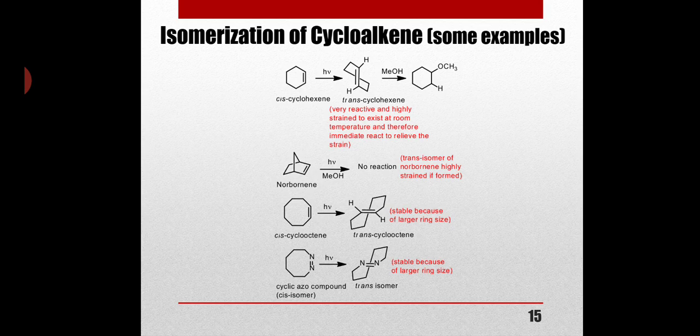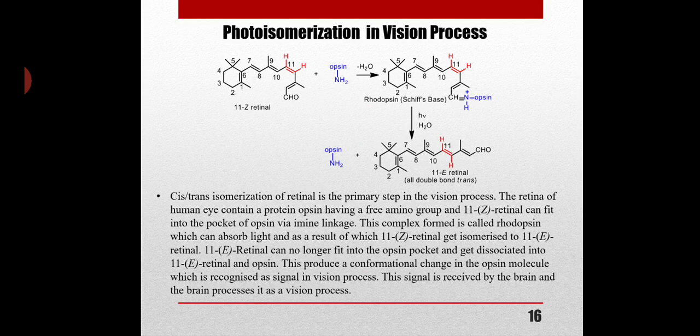Now, we will discuss some applications of photoisomerization reaction. You may think photoisomerization is just a small change in the configuration of the molecule. What's so great about it? Look at these examples and you will understand its importance. Photoisomerization is one of the primary steps in the vision process.